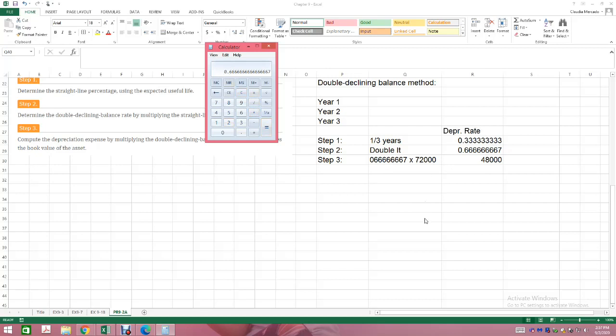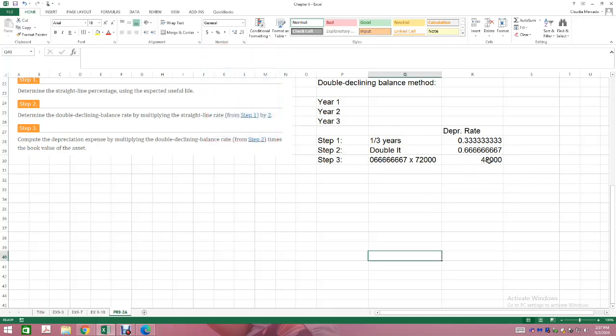Once I've got that number, then I multiply it by the cost of $72,000. And that gives you the 48,000. If you enter these numbers manually, you might not have the correct digits or whatever the case might be, and it'll throw off your ending amount here. So be very careful.